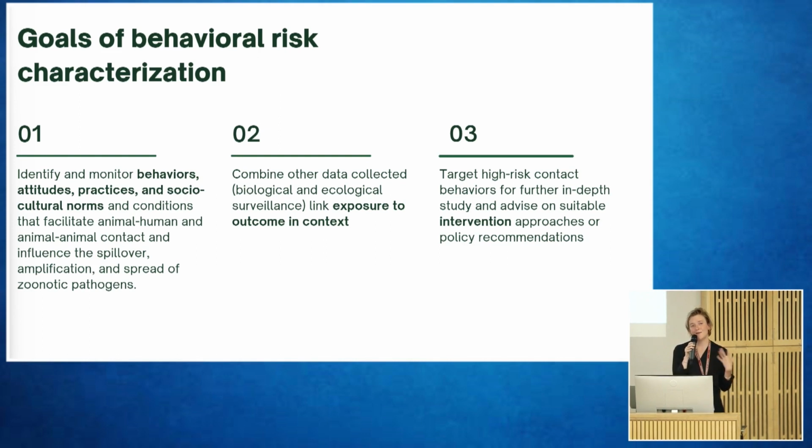The second is we want to be able to combine that data and link exposure to outcome in context. So I think this is really where some of the stuff starts to get exciting, is where we can link some of the qualitative and quantitative information about communities and link them to what's happening in bats, what's happening in livestock, what's happening in the environment, and place it into context. And three, we want to take that information, that rich information, that mixed method output, and target high-risk behaviors for intervention and or policy recommendations.